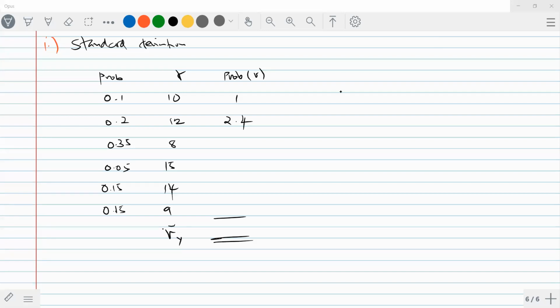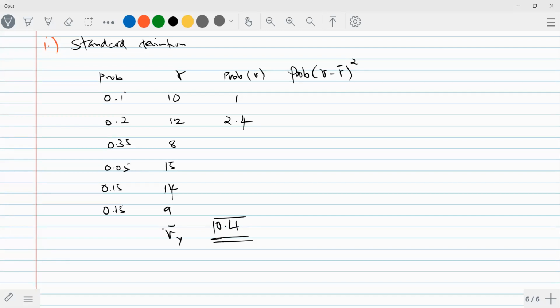Okay, so we got 10.4. So the sum is equal to 10.4. Having obtained the sum, that is the mean return for Y. Then of course now is to get the probability. The next is probability multiplied by the return deviation squared. We need to square this deviation.